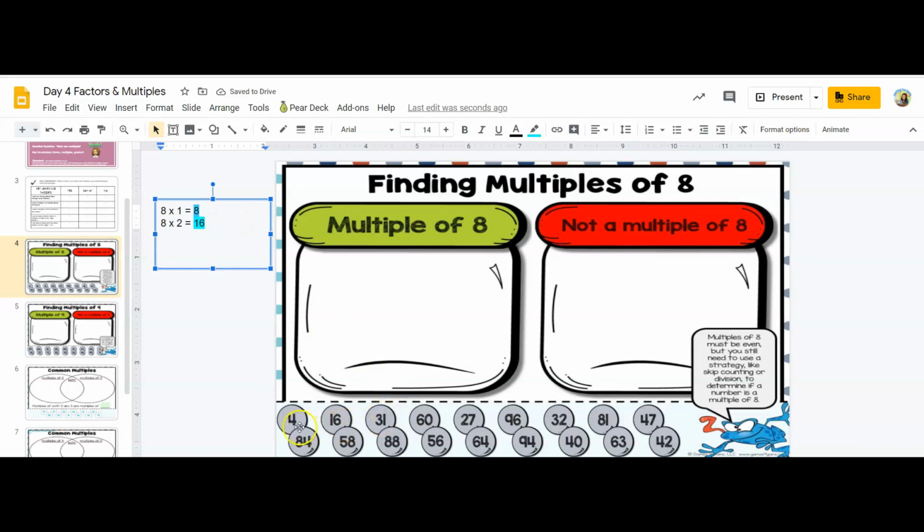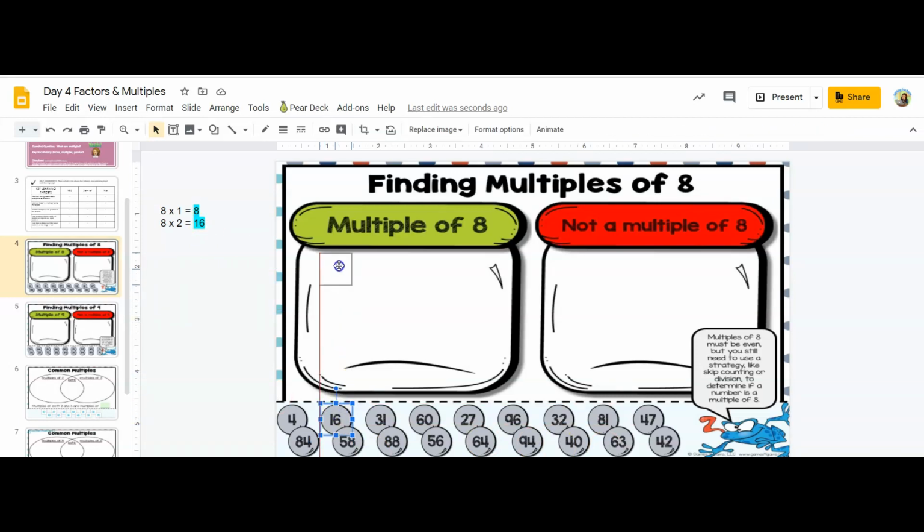So what you're going to do is look at all these different numbers down here, and determine if 8 times something equals any of these numbers. So let's try it. 8 times 1, we already did it, equals 8. Well, I don't see 8 as a choice down here. 8 times 2, that was 16. Oh, right there, 16. So 16 is a multiple of 8.